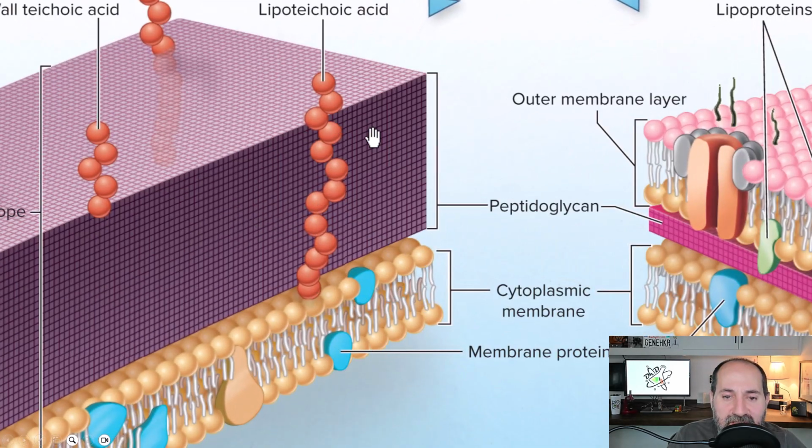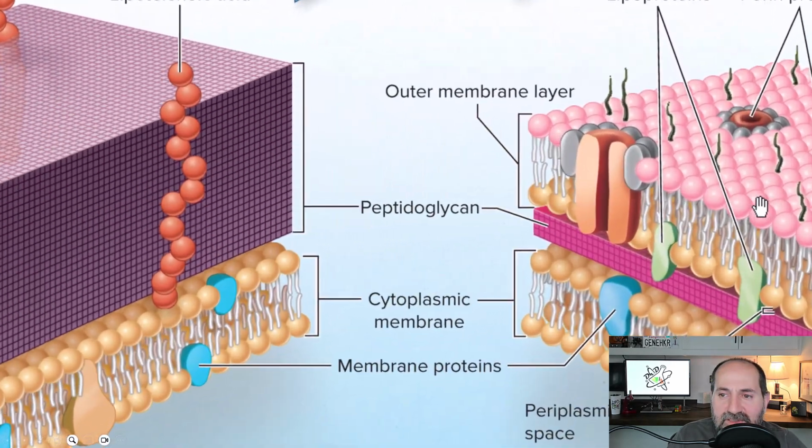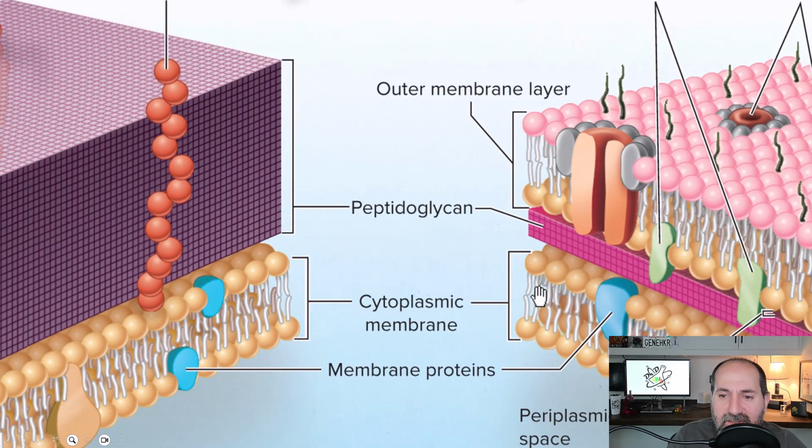Here on the left, you have a gram-positive cell wall architecture. You should know that you have your plasma membrane, and then outside of that, you have this thick layer of peptidoglycan. You also have these structures called lipoteichoic and regular teichoic acids. Whereas with the gram-negative cell wall on the right side, you have the plasma membrane. Then you have a very thin layer of peptidoglycan, and you have an additional outer membrane.